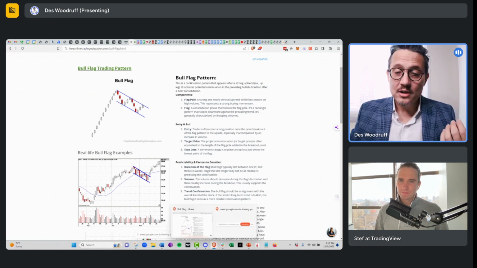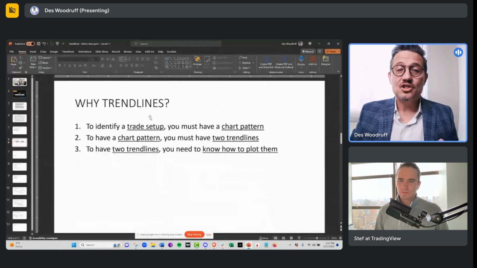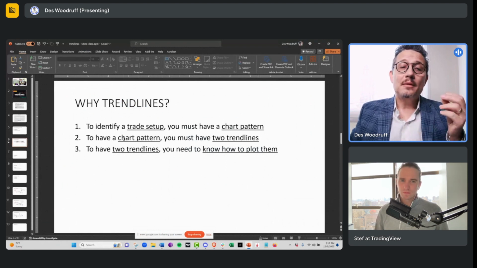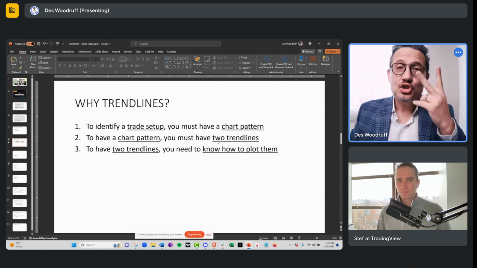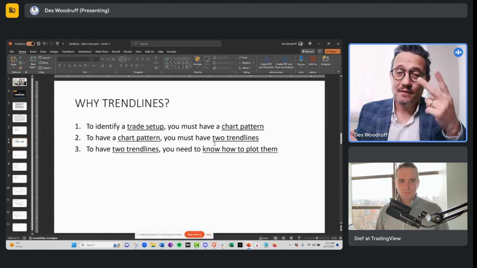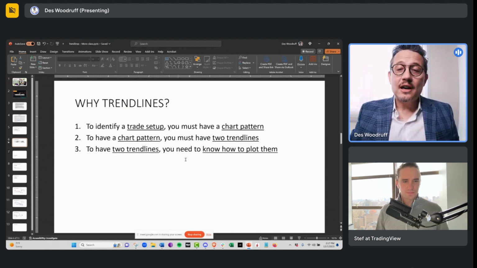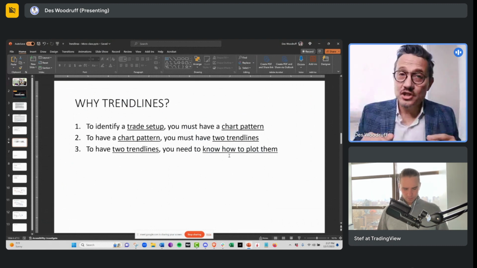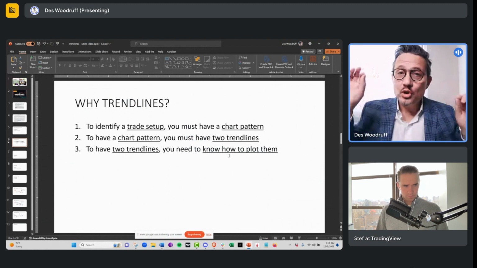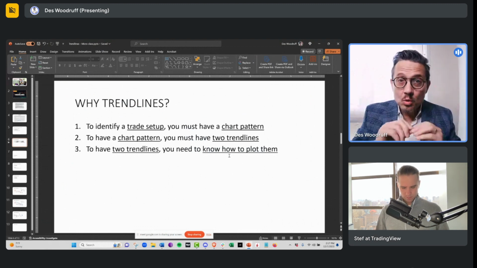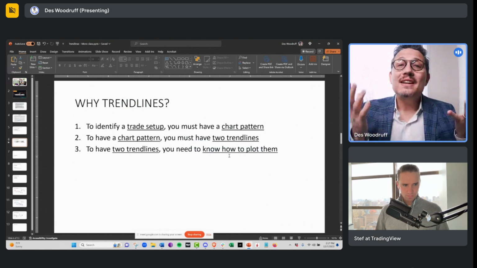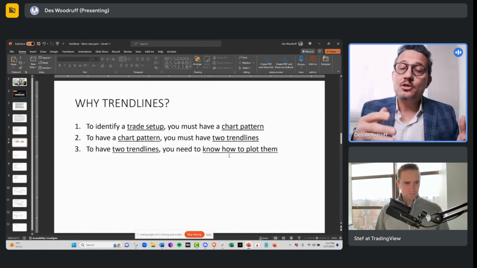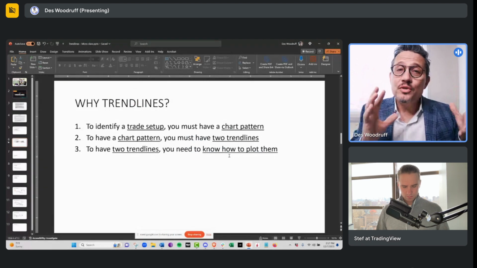The reason I bring this up is I want you guys to understand this: to have a trade setup here, you have to have a chart pattern. To have a chart pattern, you have to have two trend lines, okay? So to have two trend lines, you need to know how to plot them. So if we plot our lines correctly, let me reverse engineer this. If you draw a trend line correctly and you do two of those, it's going to give you some pattern. If you learn your patterns, now you have trade setups to trade. So that's what we're doing.